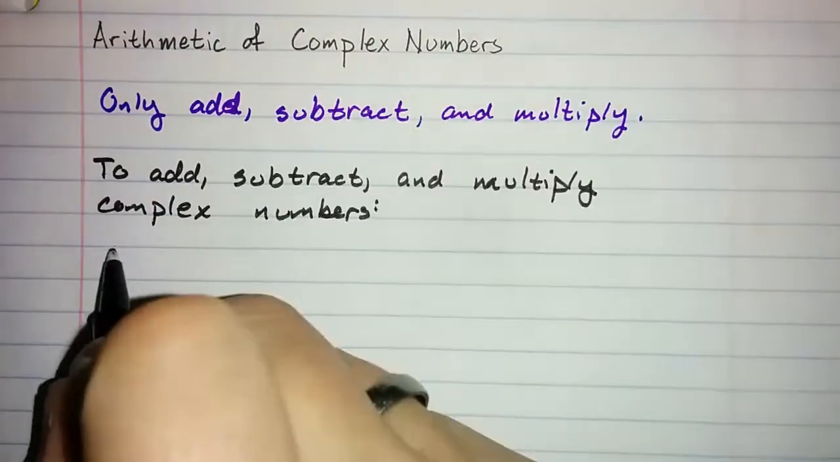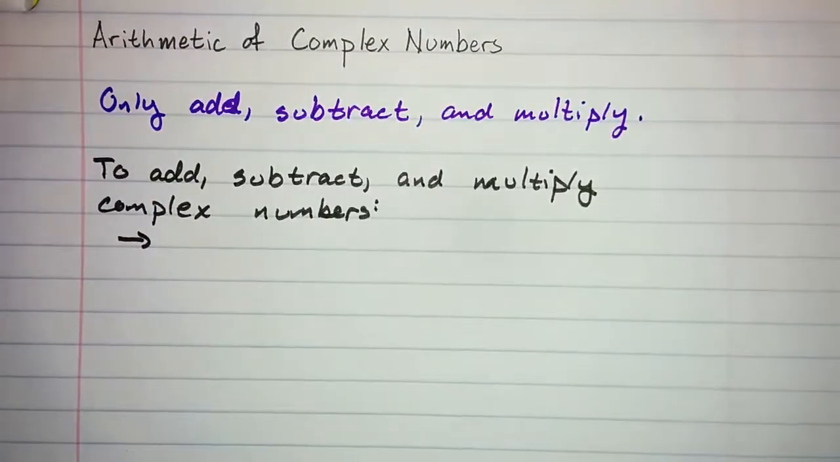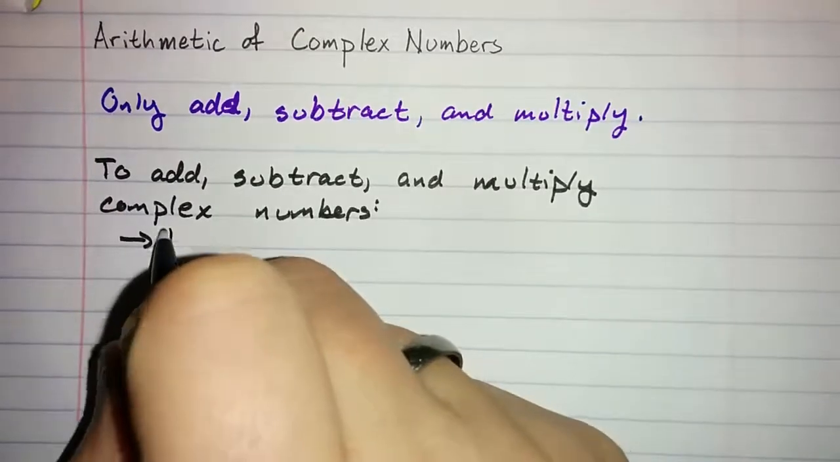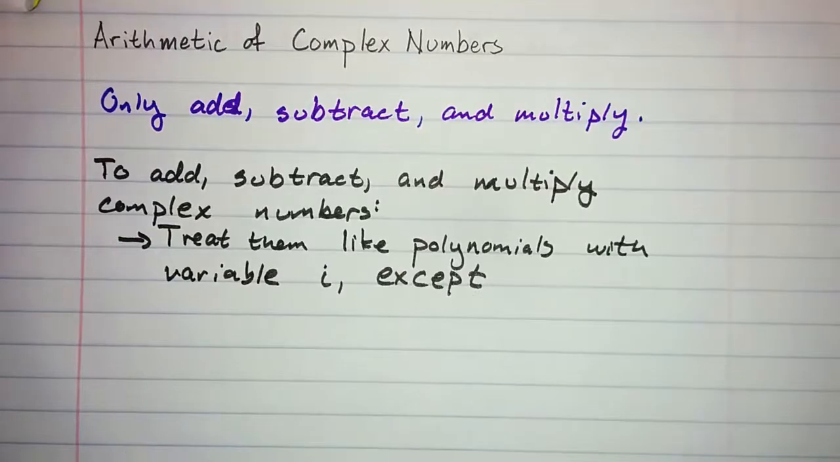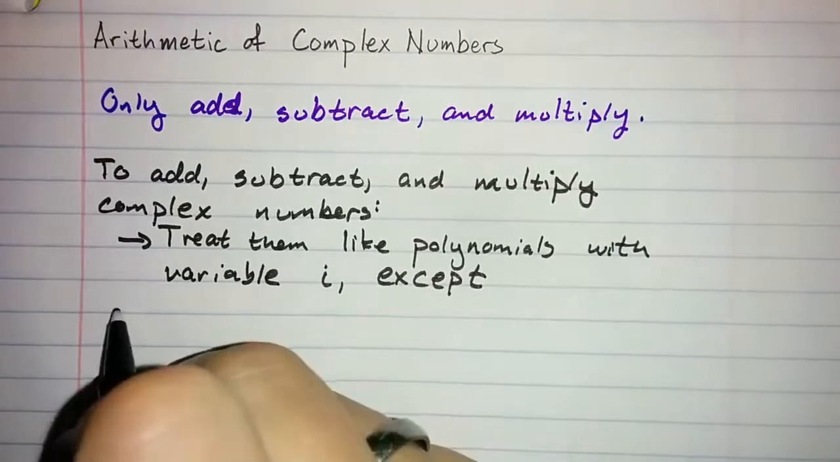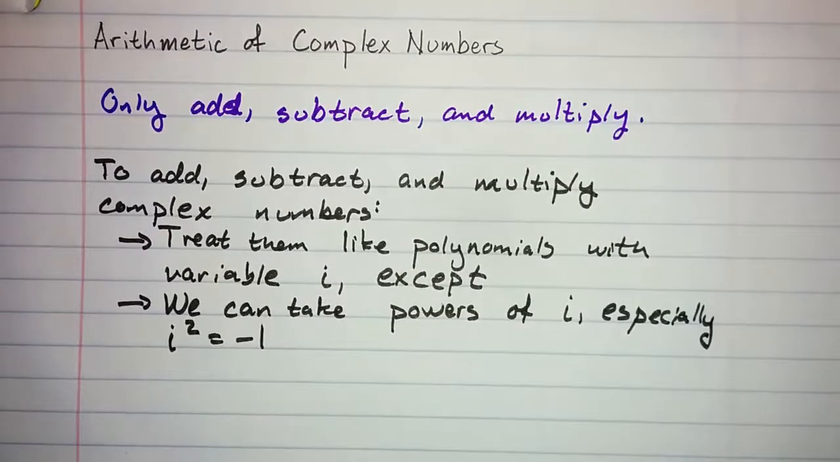Well, there are two things. For the most part, we treat them like polynomials, where i is the variable. Except for one little thing. We can take powers of i. Especially, we can use the fact that i squared equals -1.